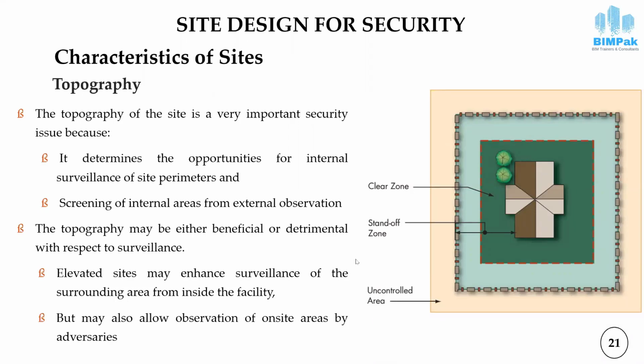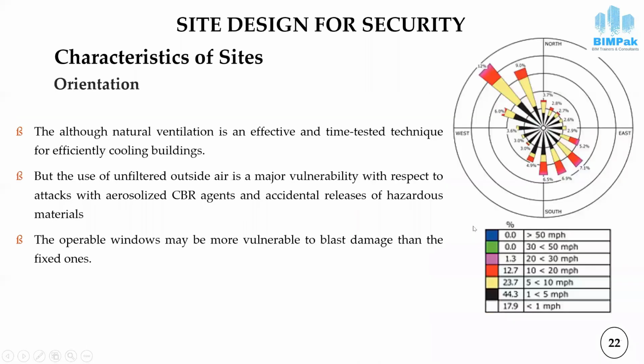For example, in this case, we can see that this is the uncontrolled zone, and these are the parameters of the area. The area under this line is under the control of the owners of this building. So the distance between this and the building is called standoff zone. So someone can carry a truck or a vehicle to this position. So this is basically the standoff distance.